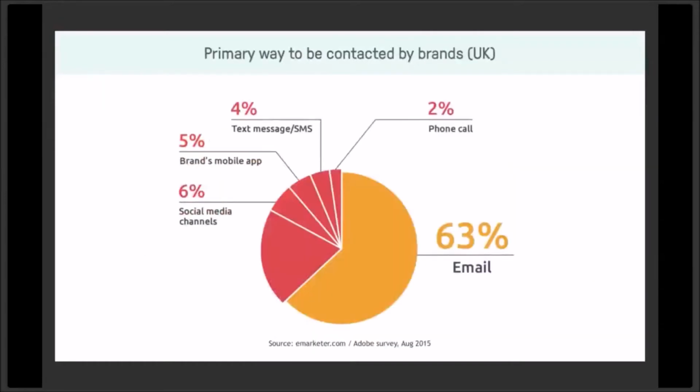On the other side of the Atlantic Ocean, in the UK, they made a survey as well. The numbers are slightly different, but email still remains the most preferable channel to be contacted by brands. Here you can see a comparison to social media: 63% have chosen email, and only 6% have chosen social media, only 5% push notifications on mobile phones, 4% text messages, and only 2% would prefer phone calls from the brand.